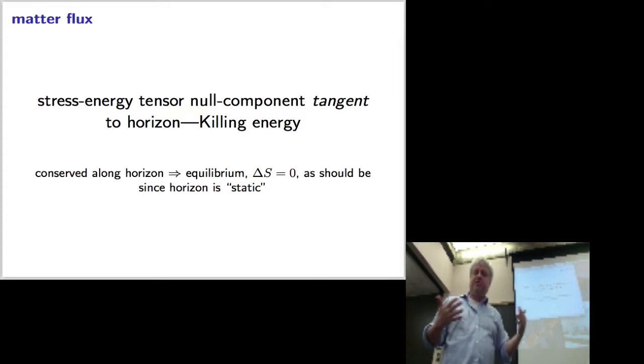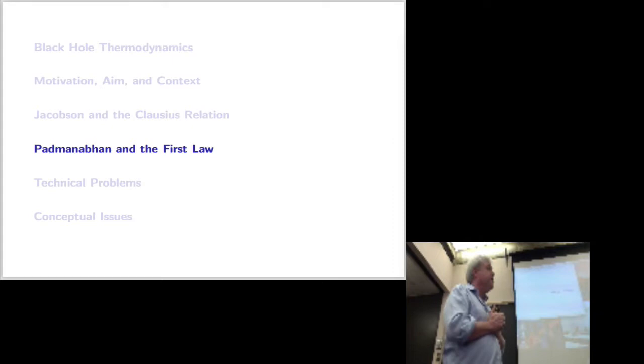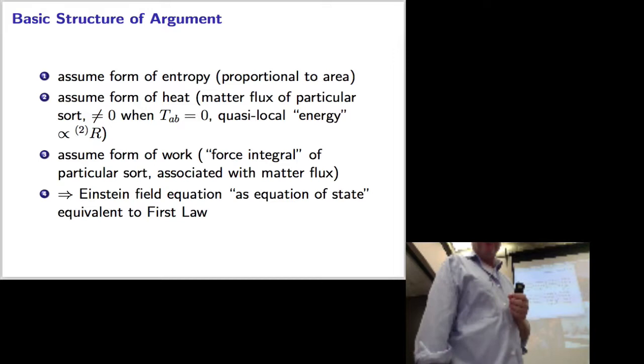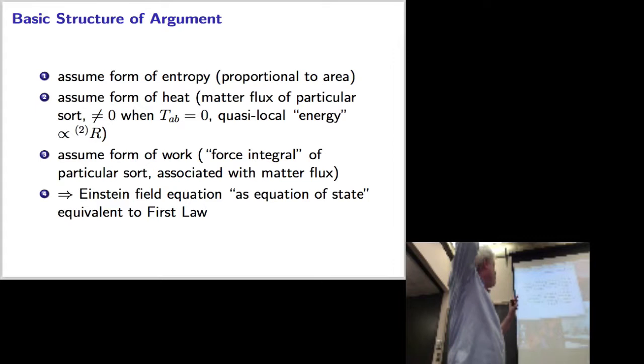So the structure of Padmanabhan's argument, I'm really blasting through this. Assume a definite functional form for the entropy; again it's proportional to the area of the horizon. Assume an expression for heat.